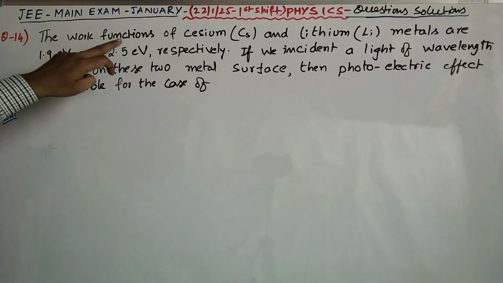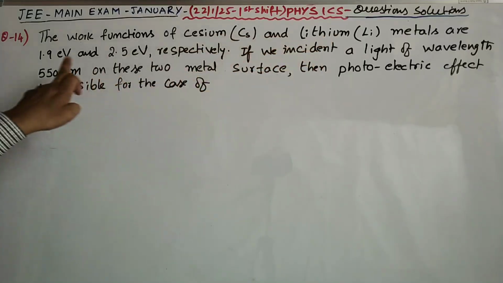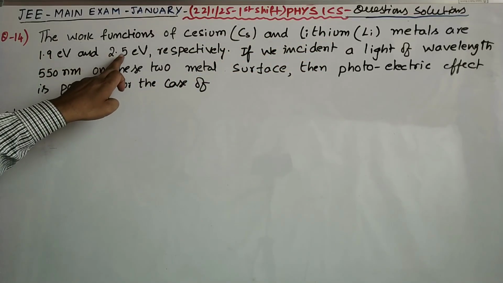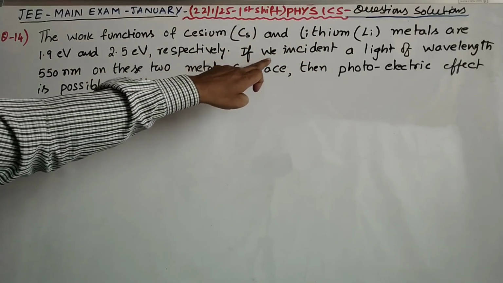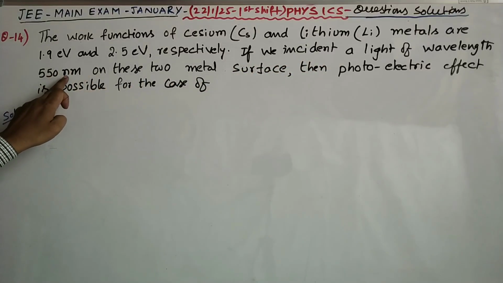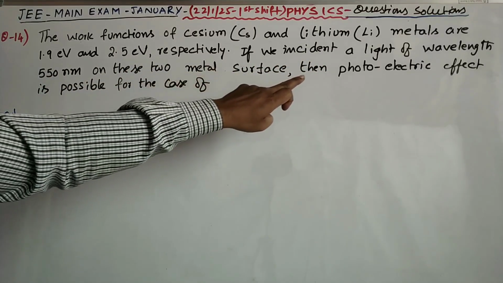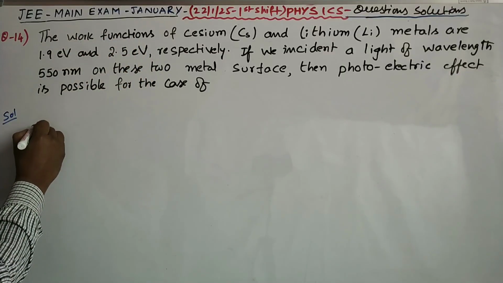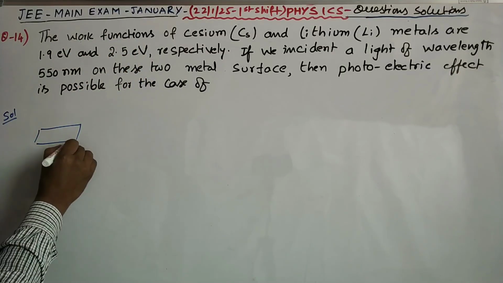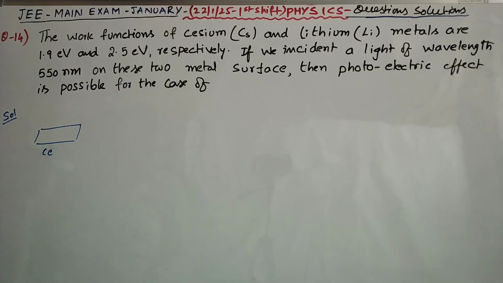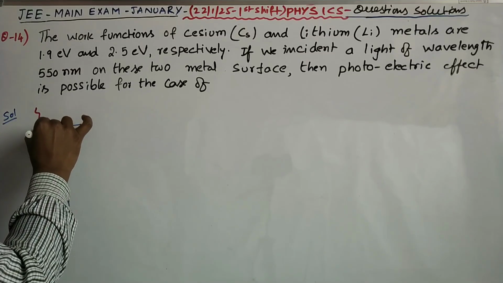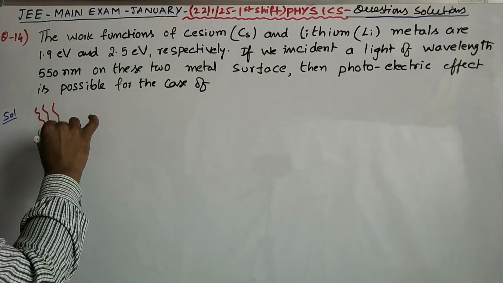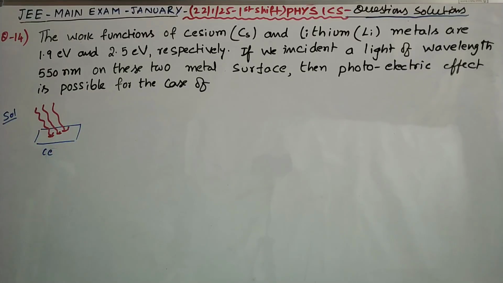The 14th question: the work functions of cesium and lithium metals are 1.9 electron volt and 2.5 electron volt respectively. If we incident a light of wavelength 550 nanometer on these two metal surfaces, then photoelectric effect is possible for which case? To see the work function for cesium, suppose this is a cesium metal. On this cesium metal you are allowed to incident a radiation of sufficient frequency or wavelength, that is called threshold wavelength or threshold frequency.